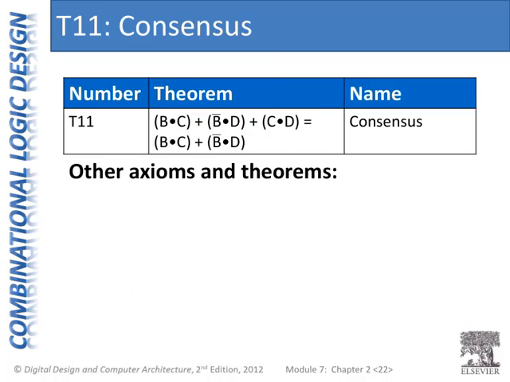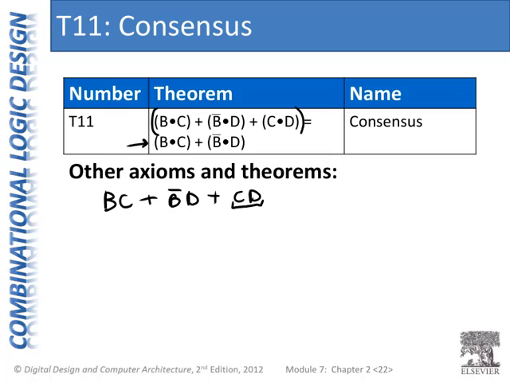We can also use other axioms and theorems, that second method, for showing that the consensus theorem is true. So let's start with our expression on the left, B and C, or B bar D, or C and D. So here's our expression on the left. And we want to make it look like that expression on the right of that equal sign, B and C, or B bar D. Okay, so we know that somehow we're going to get rid of that term.